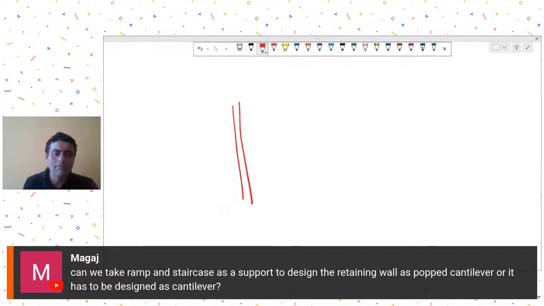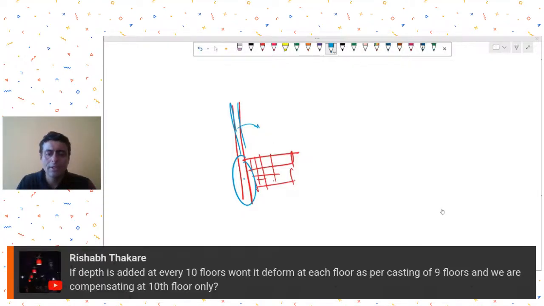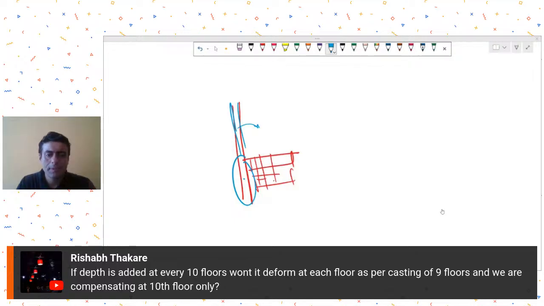For example, in plan view, if my staircase is covering only a very small portion of your retaining wall length, so maybe this is the plan view. Maybe here you are getting the retaining wall as a prop, but in other locations you are not getting the effect of the staircase. So you have to be careful about what condition you have, but you can consider the staircase to be acting as a prop to your retaining wall.